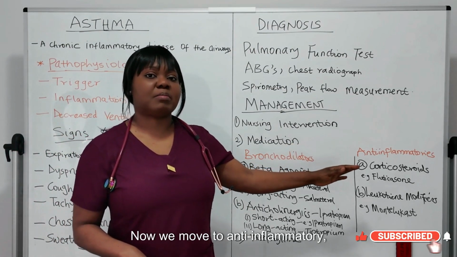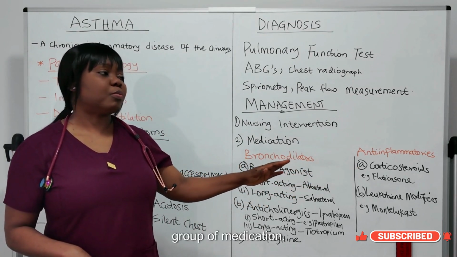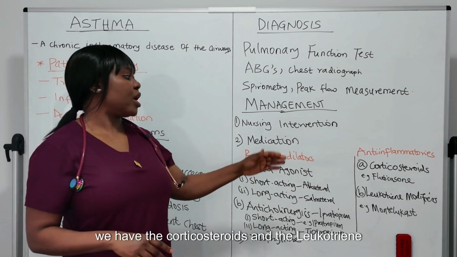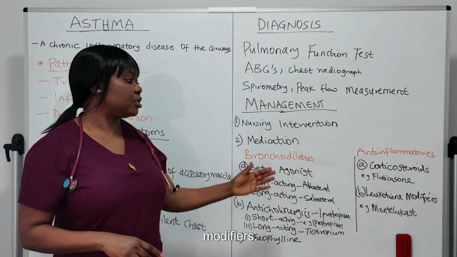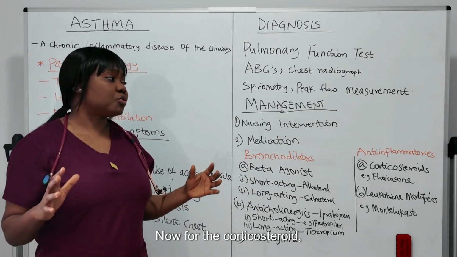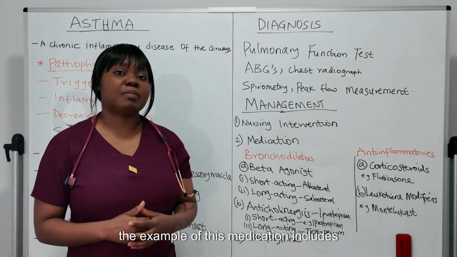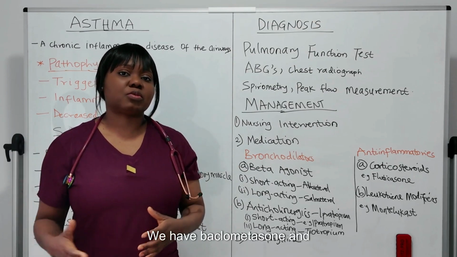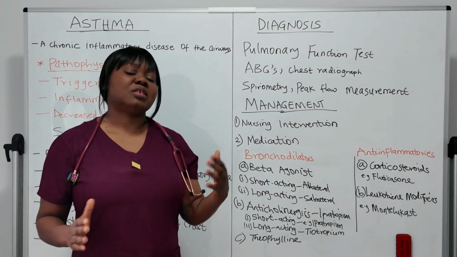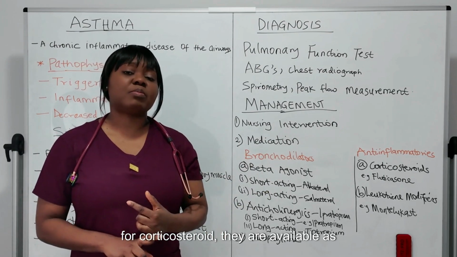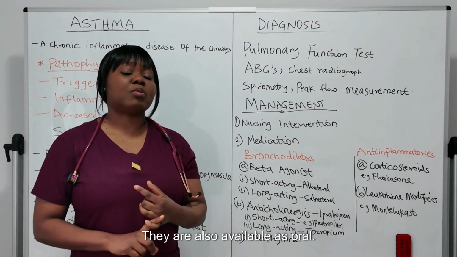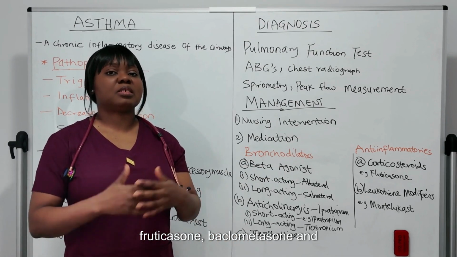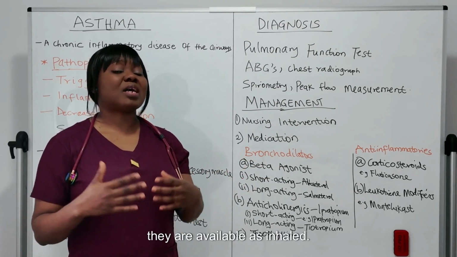Now we move to anti-inflammatories, which is the second group of medication. For the anti-inflammatories, we have the corticosteroids and the leukotriene modifiers. For the corticosteroids, examples include fluticasone, beclomethasone, and budesonide. Corticosteroids are available as IV and also as oral. The ones I've mentioned, fluticasone, beclomethasone, and budesonide, are available as inhaled.